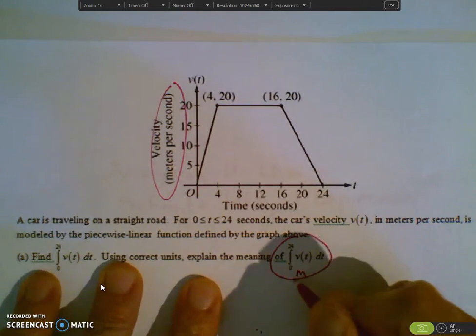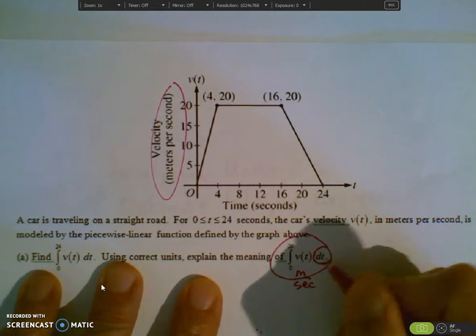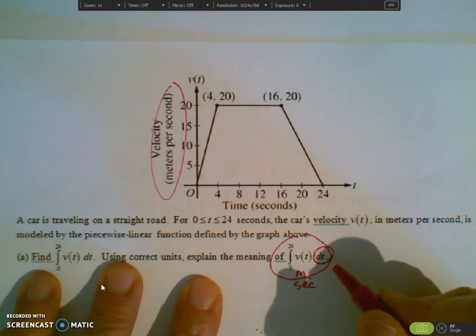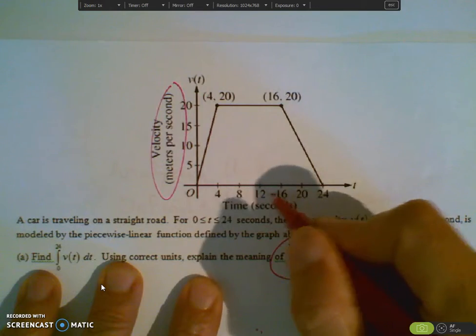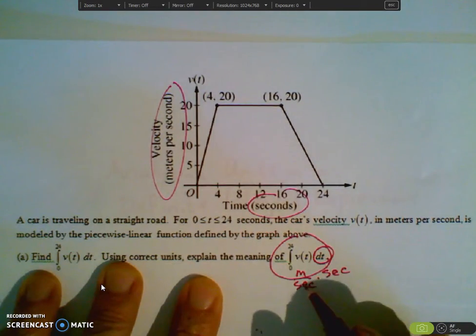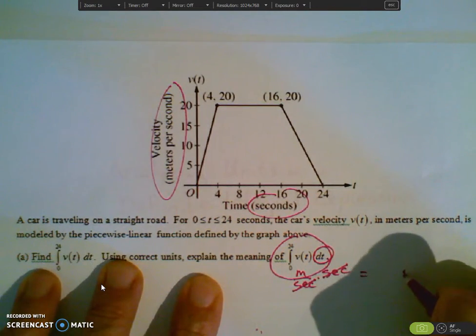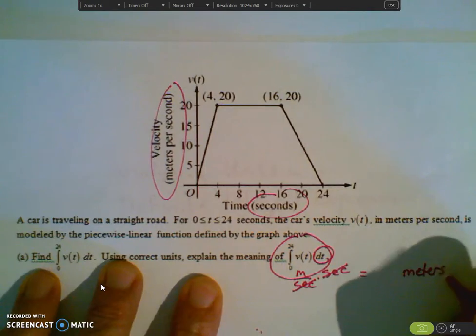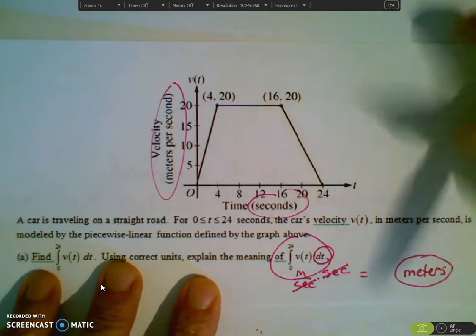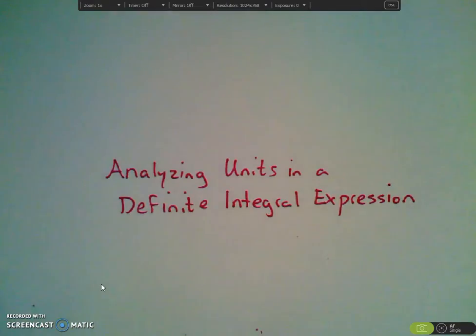So meters per second. And then you need to remember that this differential here carries units as well. It's time, and the time in this problem is being measured in seconds. If you multiply, these seconds will divide out, and so our final answer is going to be in meters. This is an example of how we analyze the units in a definite integral expression. Here comes our next example.